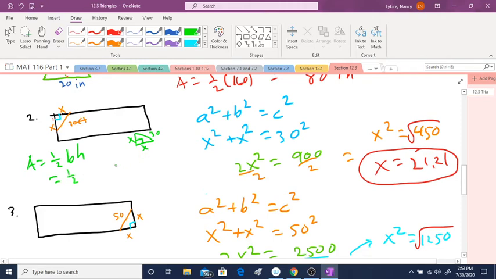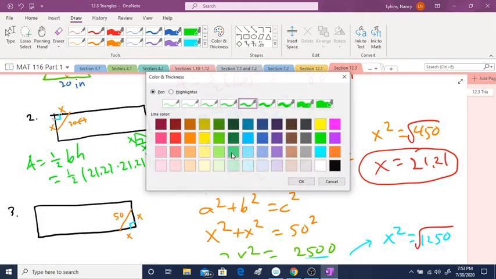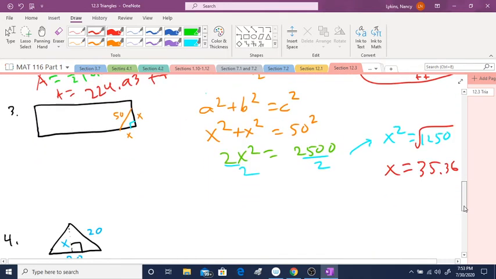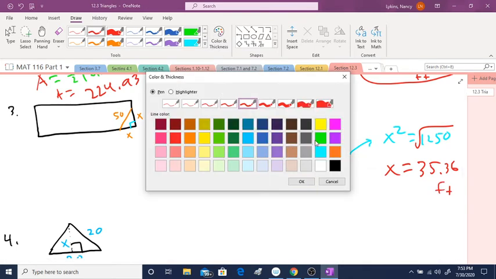So all you have to do is take 1/2 of 21.21 times 21.21. And the area is going to be 224.93. And it's going to be feet squared. Okay, your sides will be feet. Okay, now let's do the example for number 3.